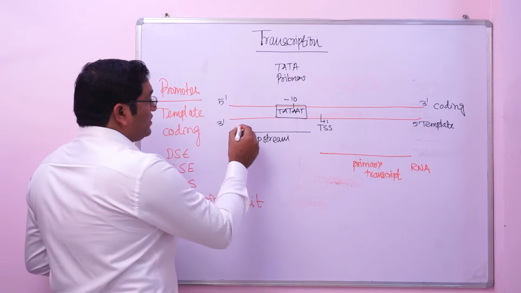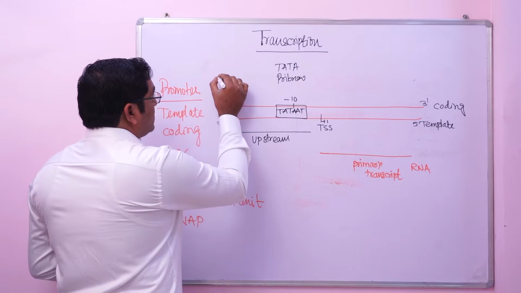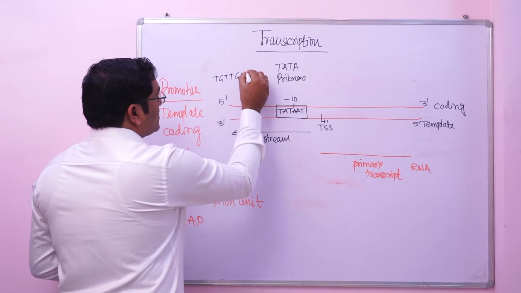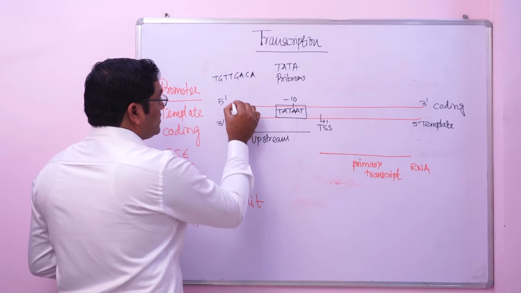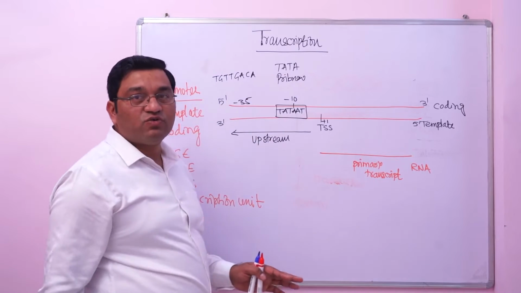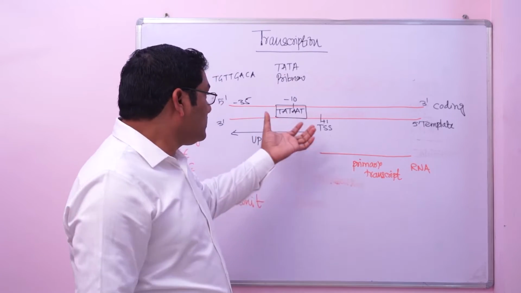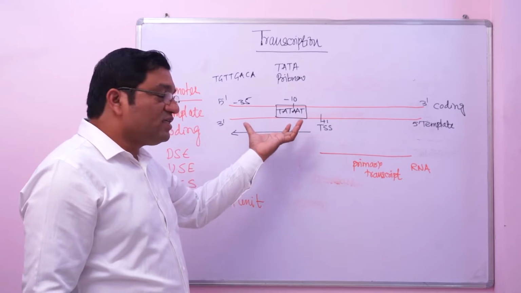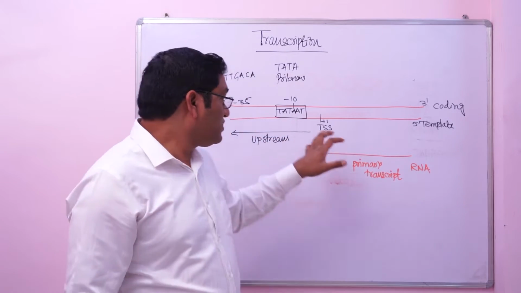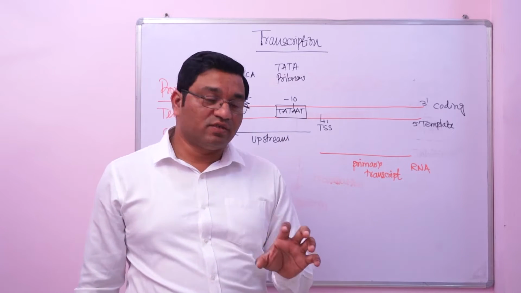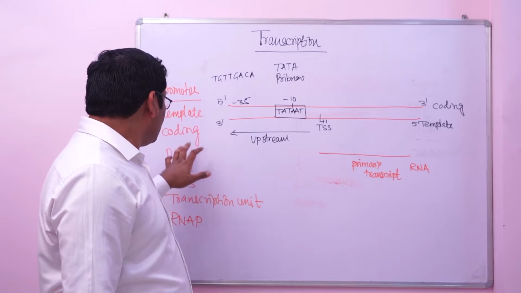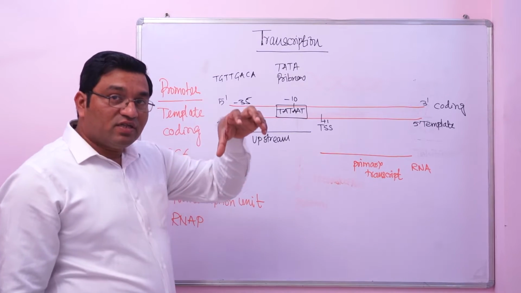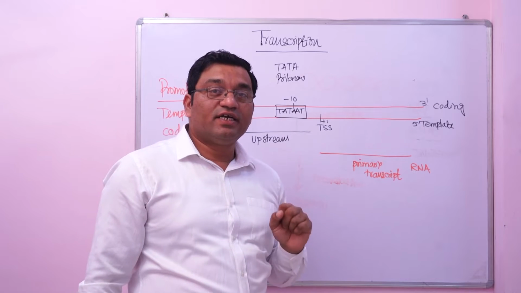While there is another region, the sequence is TGTTGACA. This is the sequence, and this region is known as the -35 sequence. These are the two regions before the transcription start site, and this is known as the promoter region. What do you mean by promoter region? Promoter region means it is the site where the RNA polymerase sits on the DNA template.